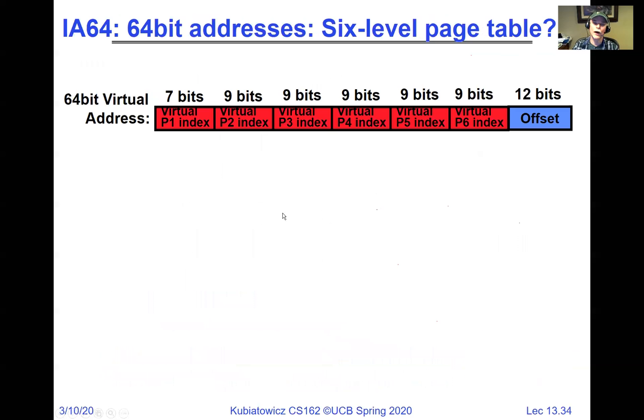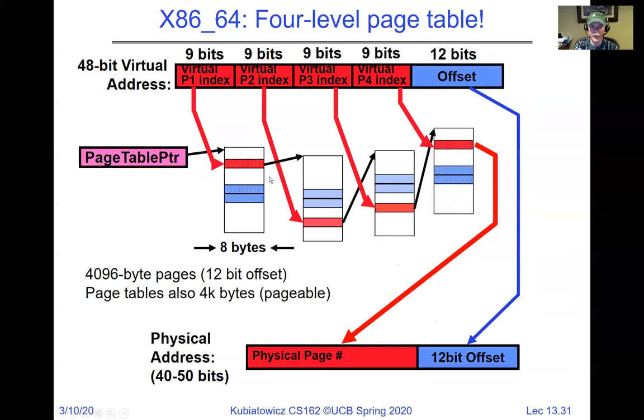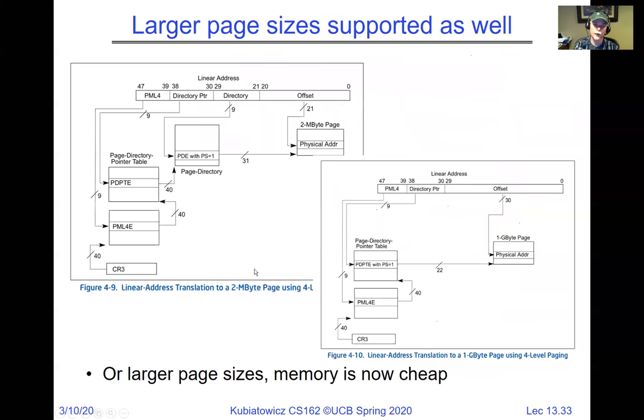Okay. Now, you might say, well, what about the IA64, which is an architecture you've probably never heard of because it didn't get very far. Look at all these levels. No. I mean, this gets pretty ridiculous pretty rapidly, right? Because we're doing all these memory lookups to try to translate, and we're trying to do that with a single address. What else could we do?